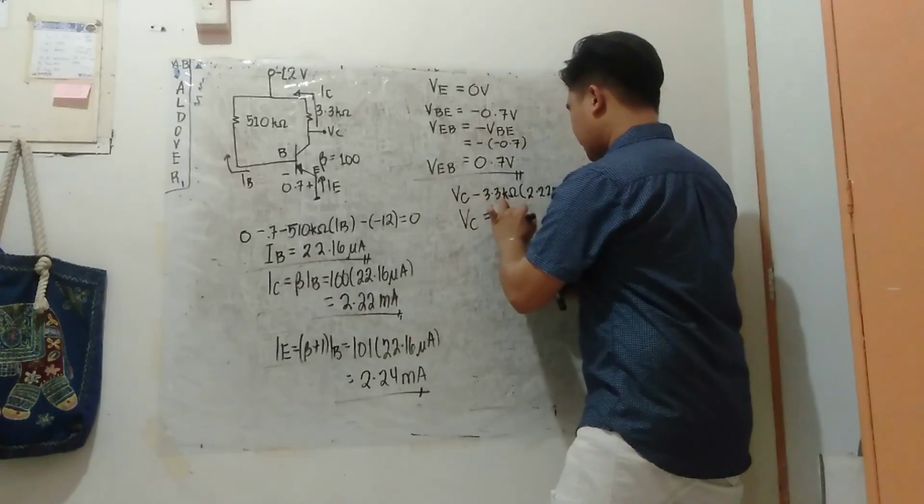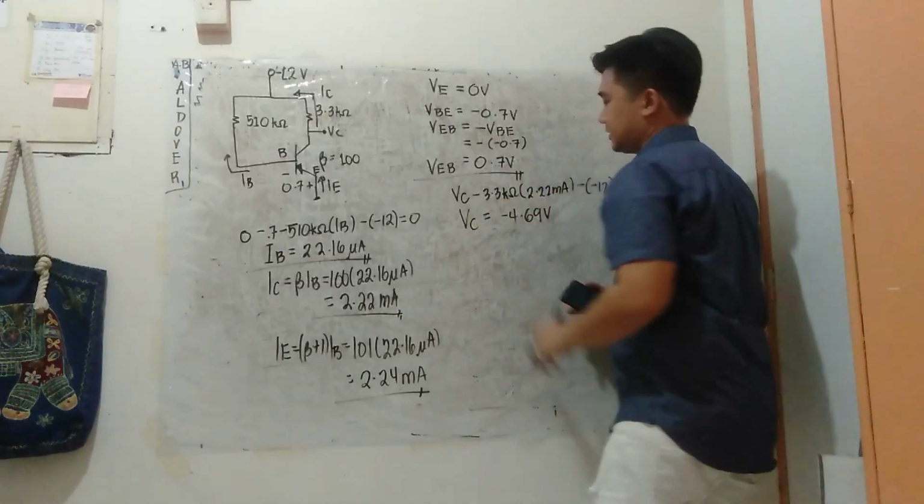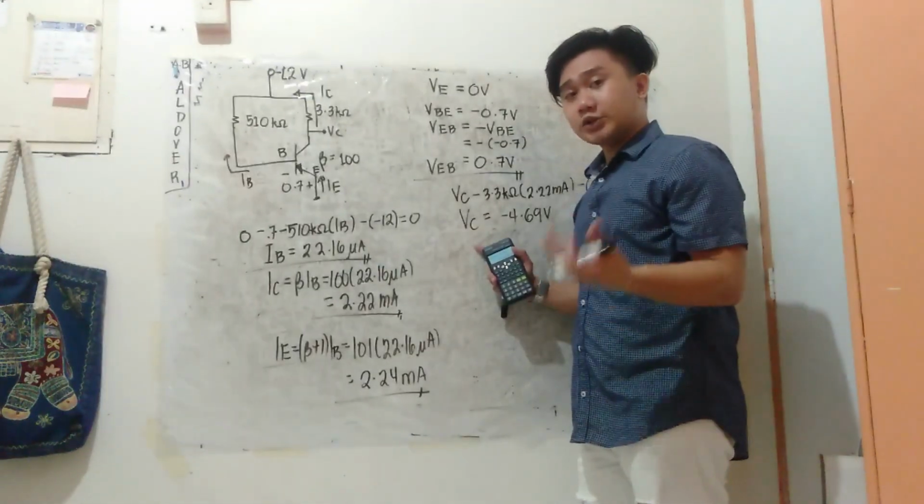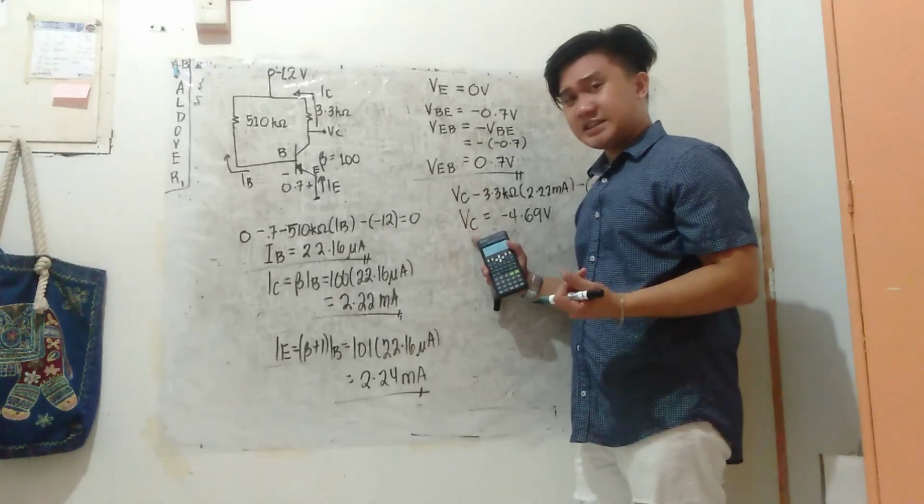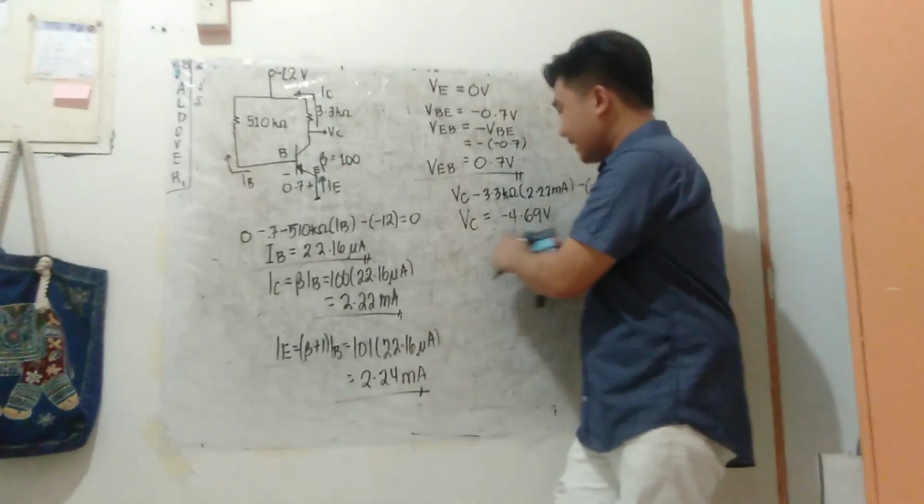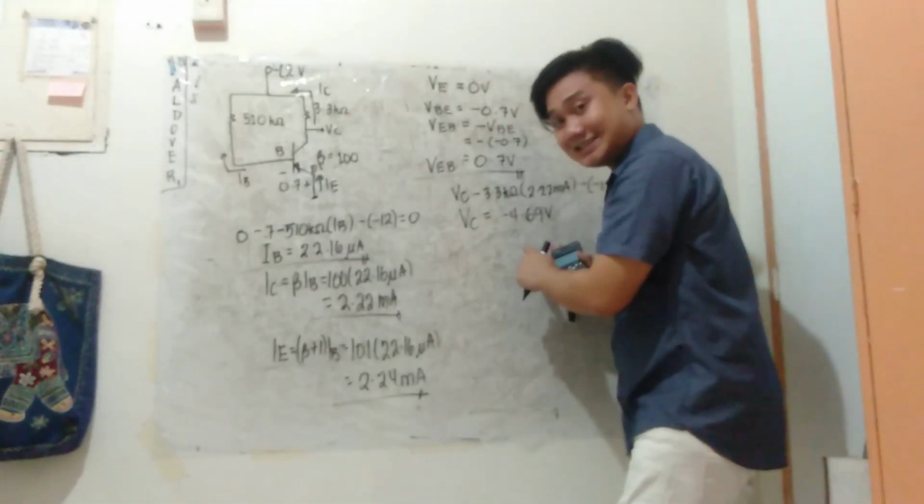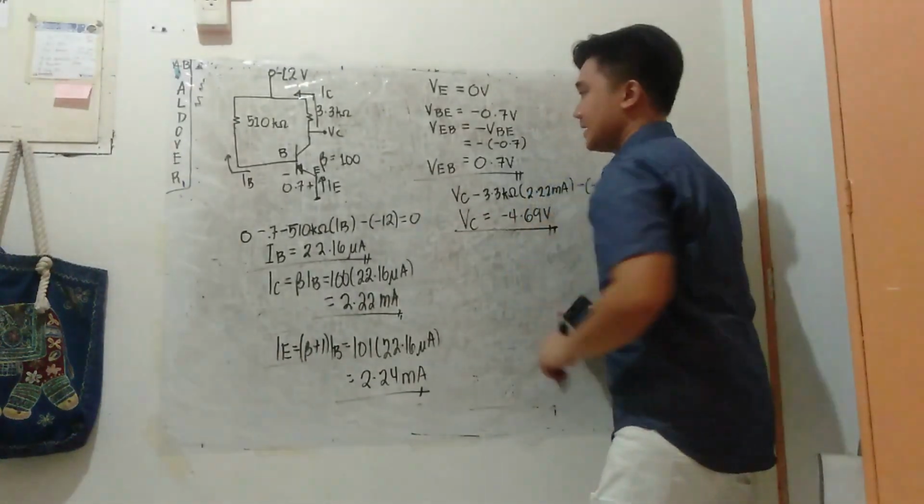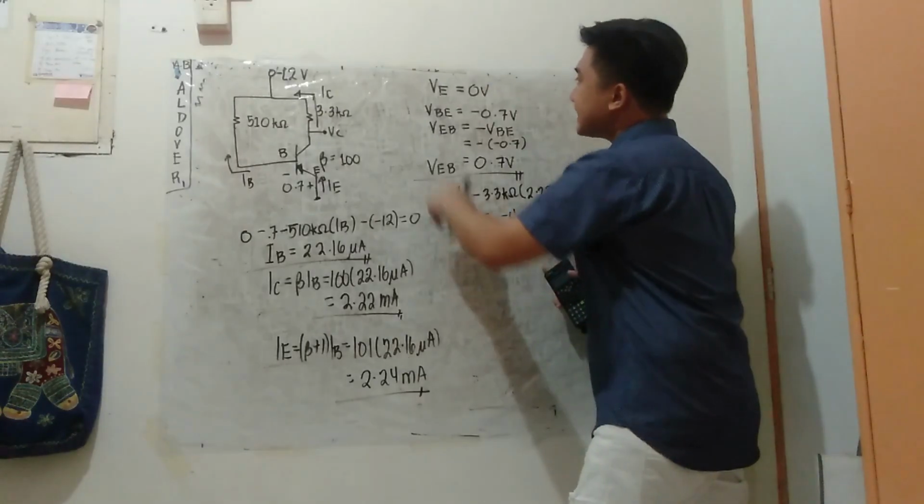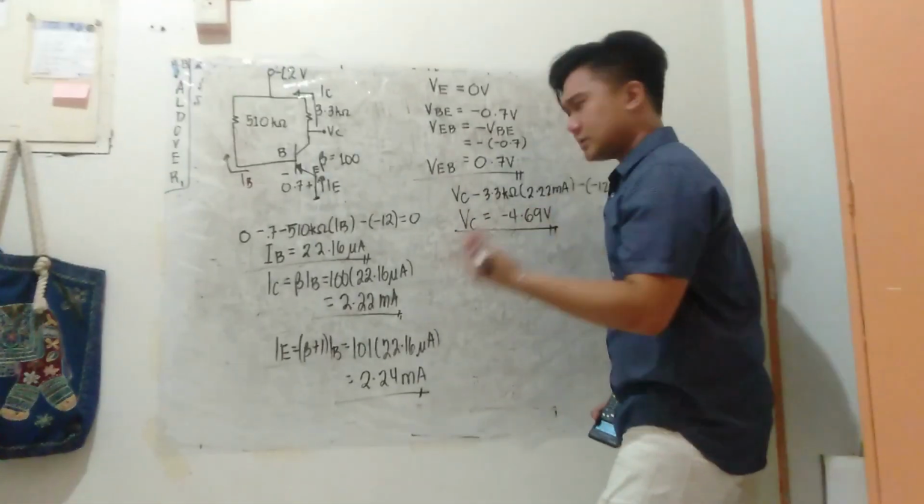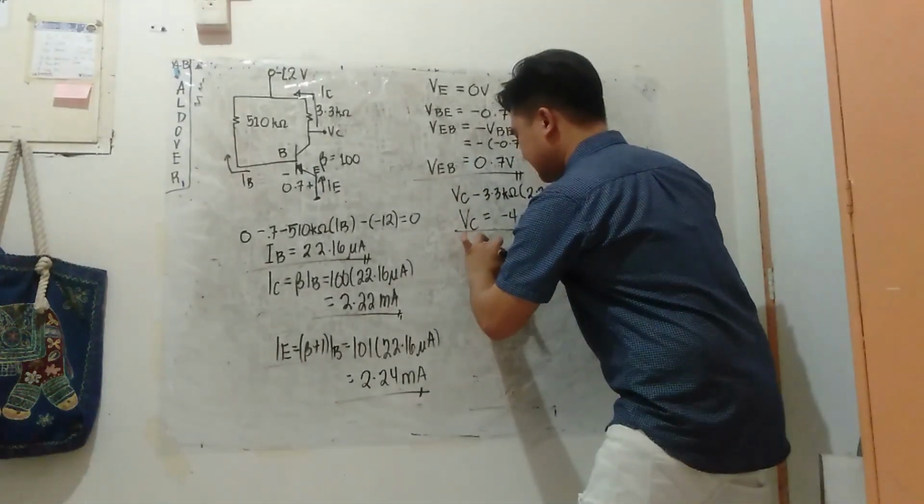This is negative 4.69 volts. Notice na nag-solve tayo kay NPN, positive si VC, pero kay PNP, negative po ang ating VC. Okay? And then, may VC na tayo, may VE na tayo. Pwede ko nang makuha si VCE.